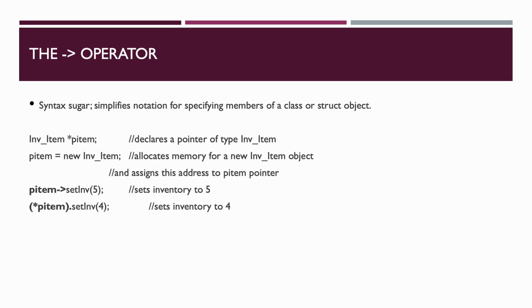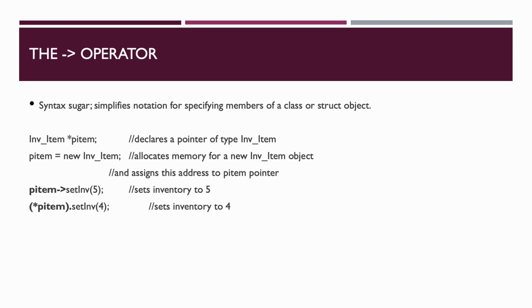p_item->set_inv(5). This statement uses the arrow operator to dereference p_item, meaning it accesses the object that p_item points to, then calls the set_inv function to set the inventory to 5.